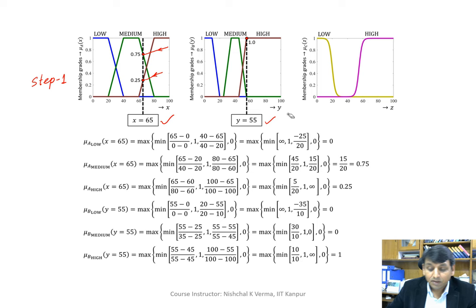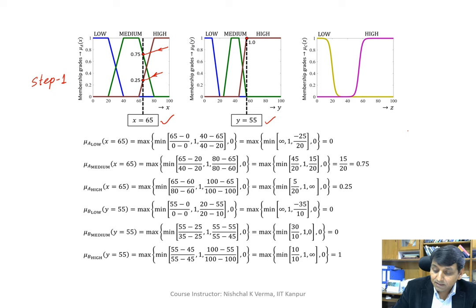So, for x equal to 65 we have two intersection points, whereas for y equal to 55 we have only one intersection point. Now, we multiply these two, two intersection points and one intersection point for the other antecedent. So, 2 into 1 is 2 here. So, only two combinations are happening here. What is that combination? The combination is when my x is medium and high, and the other combination is when my x is high and high. So, we have two combinations.